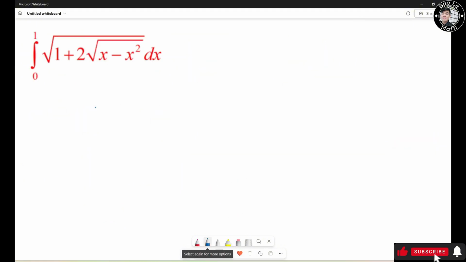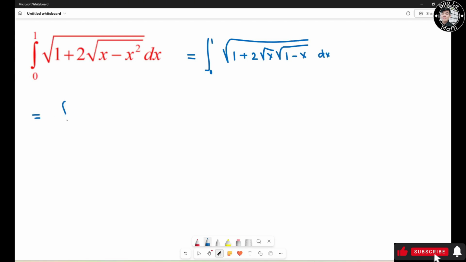Let's learn how to solve this challenging integral. Alright, the integral from 0 to 1 of square root of 1 plus 2 square root of s minus s squared. So let's factor square root of s out to see what happens. The integral from 0 to 1, square root of 1 plus 2 times square root of s times 1 minus s. Now, I just rewrite this one.